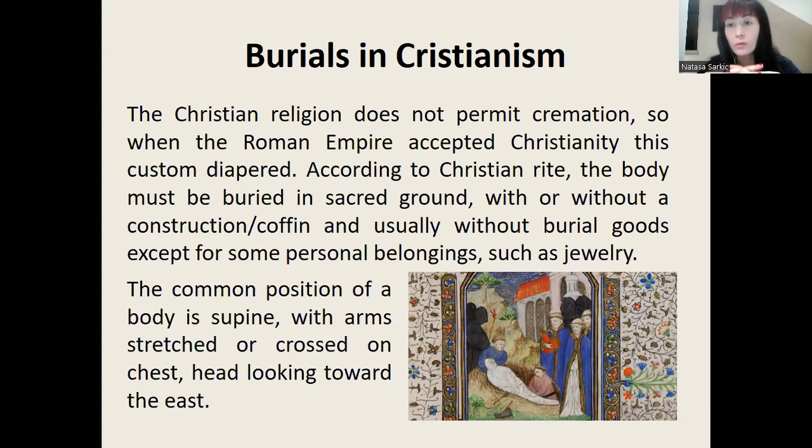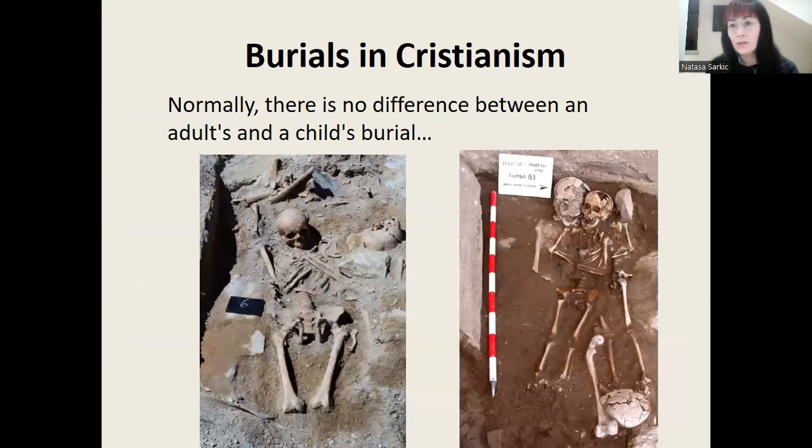And it can be with or without coffins, and usually without burial goods, except maybe some little personal belongings such as earrings, rings, but there are no longer burial goods, intentionally put objects that would serve for the afterlife, like it was in the past. So the common position of a body would be supine, on the back, with stretched or crossed arms, and the legs stretched, and the head looking toward the east. This is important, although we'll see it's not always like that. But the idea is that individuals should look at the rising sun. There shouldn't be differences between adults' and children's burials.